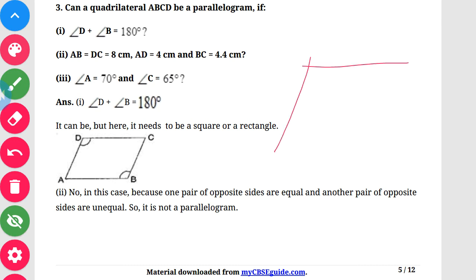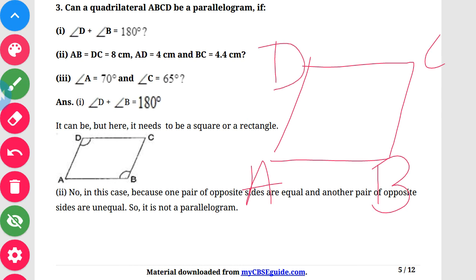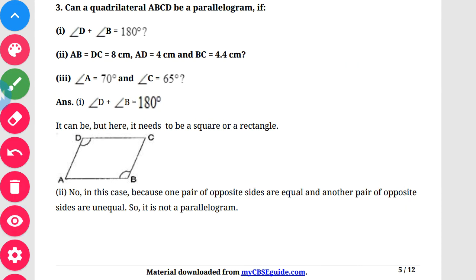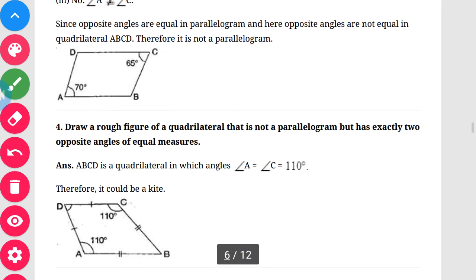So I'll take my parallelogram here, ABCD. Here they are telling angle A is equal to 70 degrees and angle C is equal to 65 degrees. Here only you can see, children, the angles are different. As I told you, the property of parallelogram states that the opposite angles are equal. So if they're not equal, hence it's not a parallelogram. So this is how you're going to state it and give a justification for this question. I hope this is clear to you all. We'll go with the next one then.